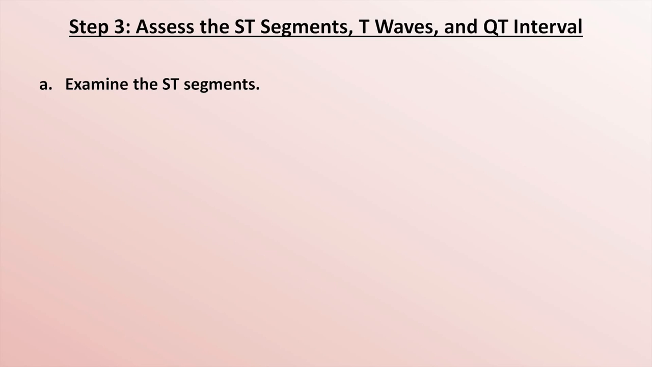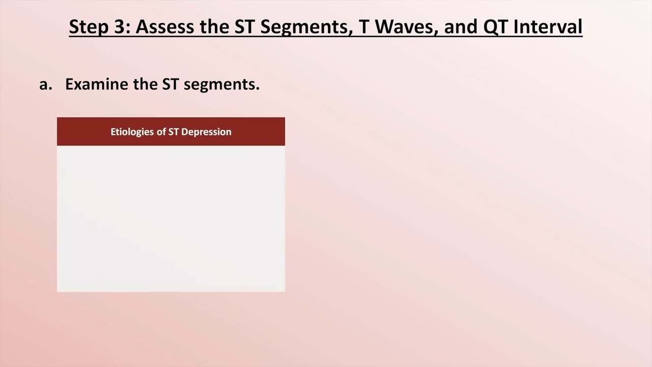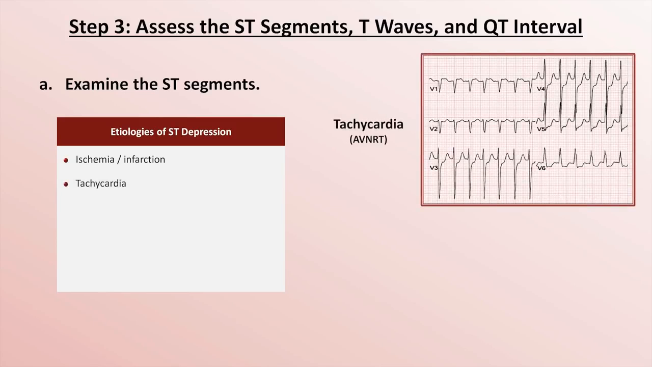Of almost equal importance is ST depression. The most notable cause here is again either coronary ischemia or infarction. Other causes include tachycardia, even in the absence of ischemia, digoxin, even at therapeutic doses, hypokalemia, bundle branch blocks, and ventricular hypertrophy.